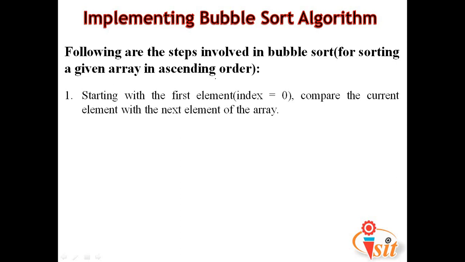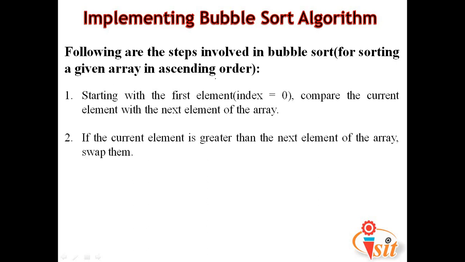So the first thing is, we will start with the first element, that is the array index should be 0, comparing the current element with the next element of the array. If the current element is greater than the next element of the array, swap them. It means that we are comparing the first element with the second element. If the first element is greater than the second element, in that case we need to swap the first to the second and the second to the first element.